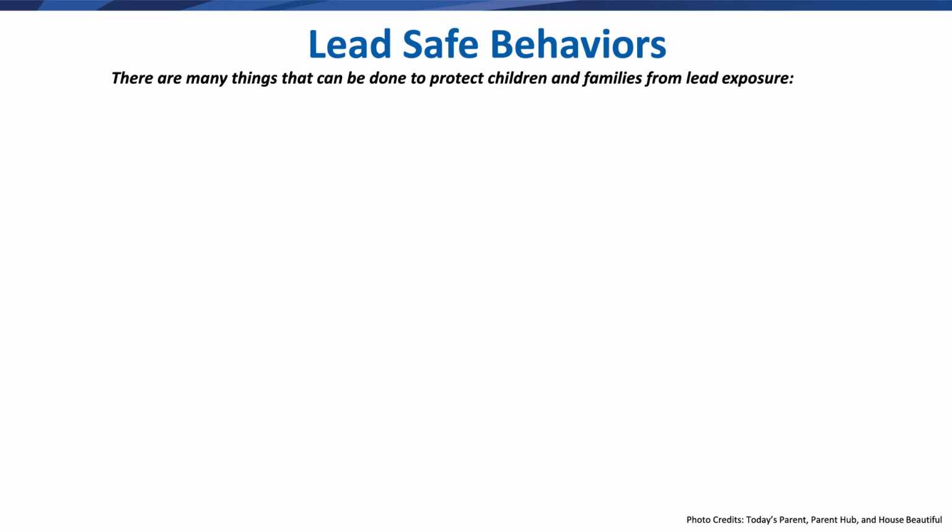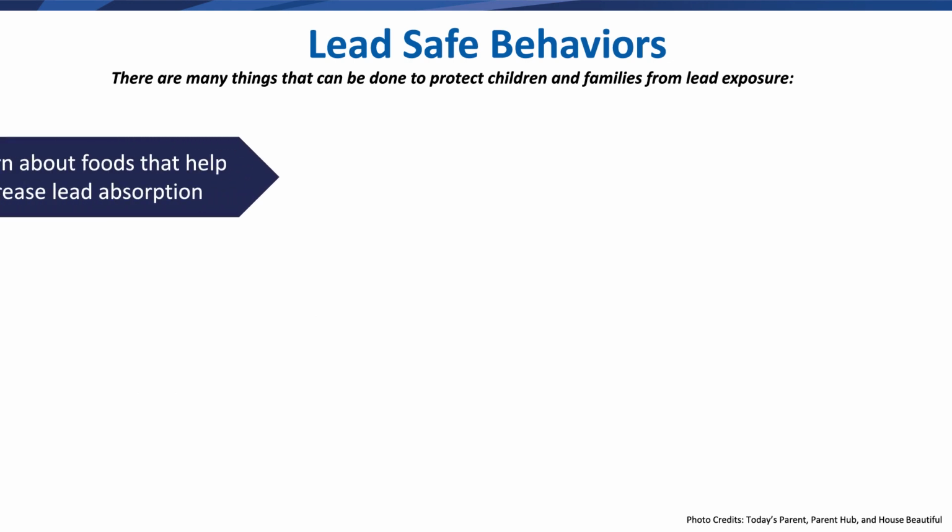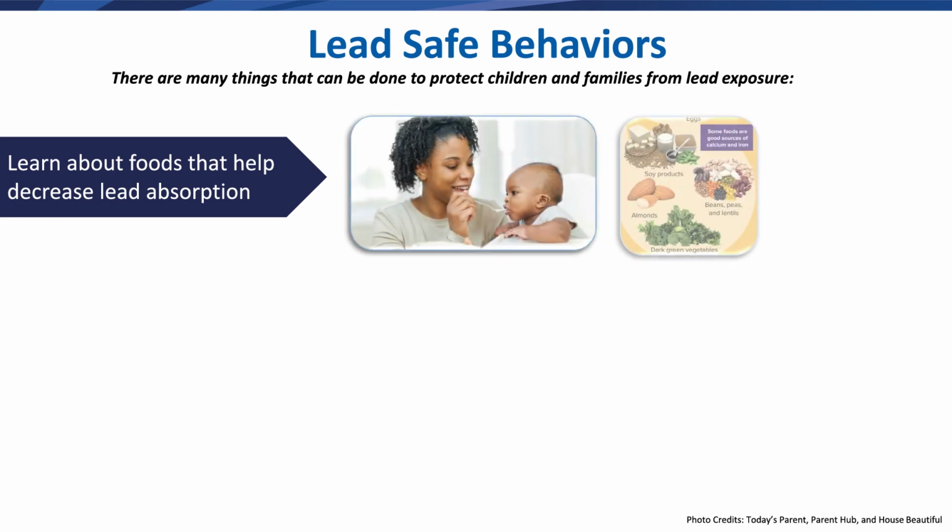How are we going to protect our children and families from lead exposure? First thing is to learn about foods that help. Foods that are rich in iron and calcium that are not high in fat will help decrease lead absorption. Families referred to a local WIC program will receive culturally relevant training to help moms make sure their children are getting enough of the calcium and iron that they need. Good fats, including soy and almonds, are also good sources of calcium and iron. Here we have an image of a woman and a baby and pictures of foods rich in calcium and iron.